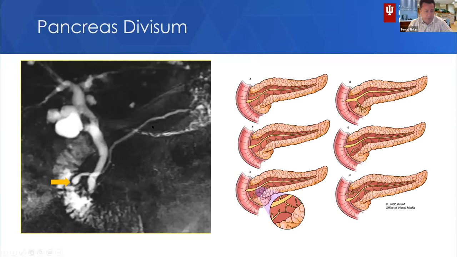And here's a case of complete pancreas divisum. This is the main pancreatic duct draining into the duodenum via the minor papilla, whereas the common bile duct and the remnant other pancreatic duct are draining into the duodenum via the major papilla. And this saccular dilatation at the end of the main pancreatic duct is called a Santorinicele, and it is commonly seen with pancreas divisum patients. There are a variety of pancreas divisum. It can be complete like this case, or it can be incomplete, or there can be an accessory duct, et cetera. These are described in the literature.